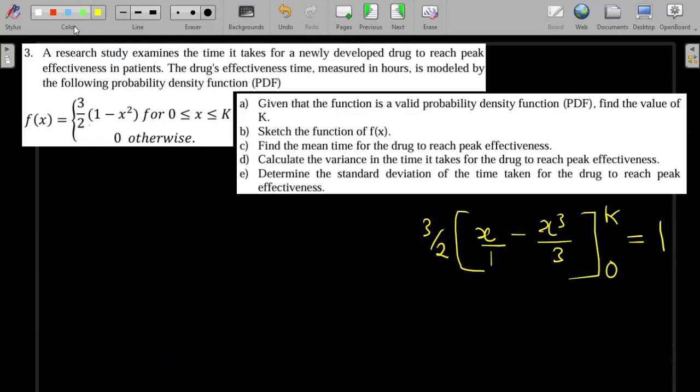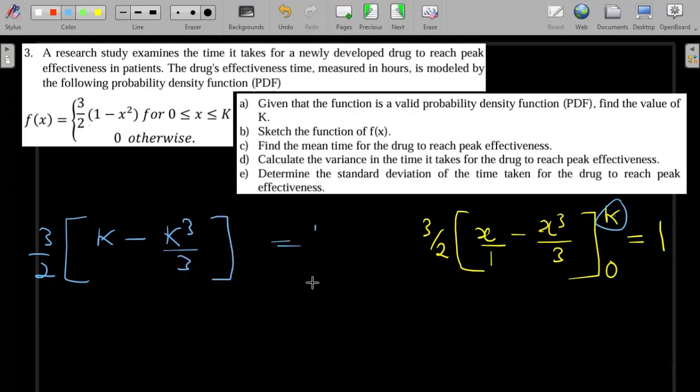Okay. And then from here, it means we're going to have 3/2. Then here we can substitute this k into this equation. So I'm going to get k minus k to the power 3 over 3, and then is equals to 1. I didn't include this 0 here because if I put the 0 there, I'm just going to get 0.